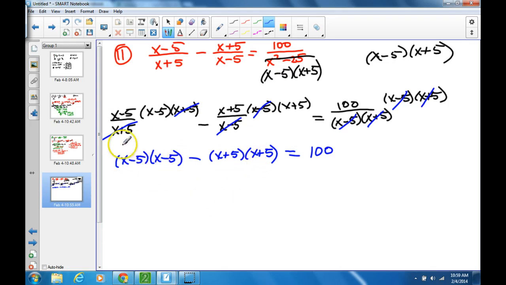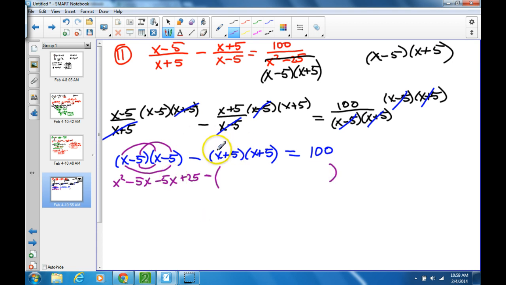I'm going to change my color here, use purple. x times x is what? And then I have negative 5x, and then again negative 5x for doing foil. And then the last one is negative 5 times negative 5, plus 25. Minus, don't forget that minus sign. And you're going to put this all into a big parentheses because that's going to be important later on.